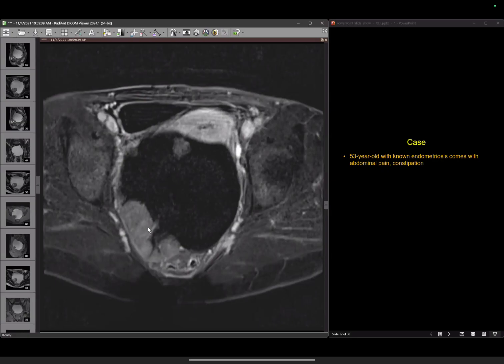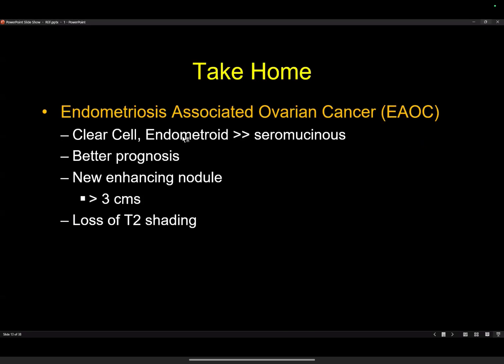Now, just to go through the take home here: endometriosis-associated ovarian cancer, clear cell and endometrioid, are more common than the seromucinous. And even though these tumors occur in the ovary, compared to regular women without endometriosis, they typically have a better prognosis. So EAOC has a better prognosis than regular ovarian cancer.